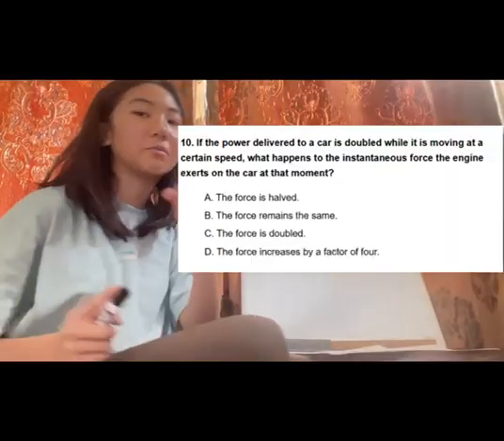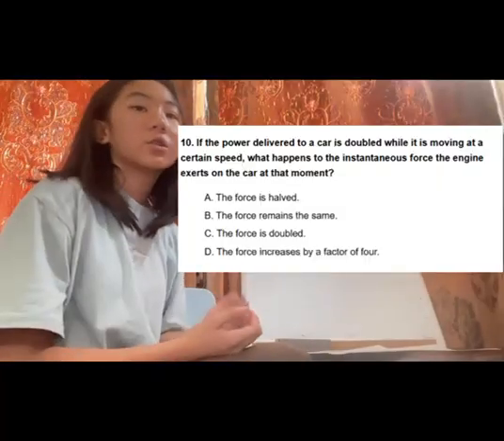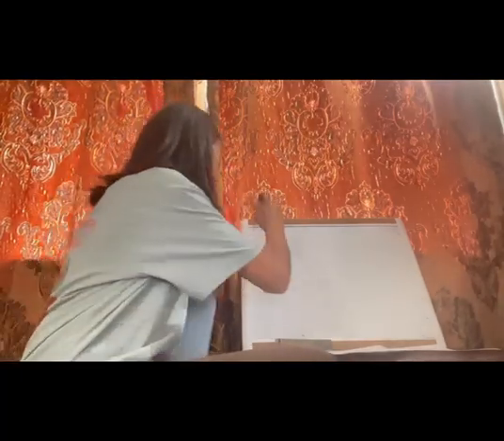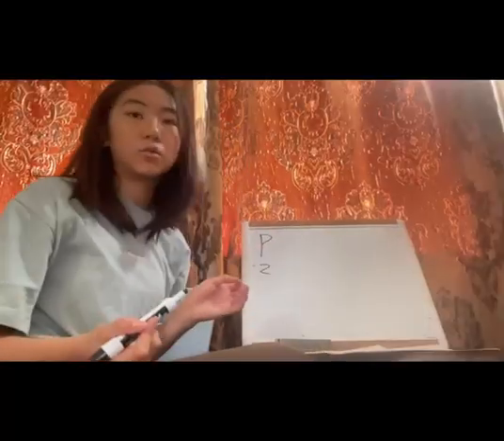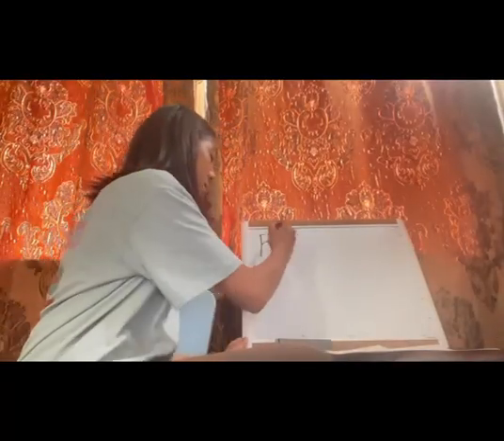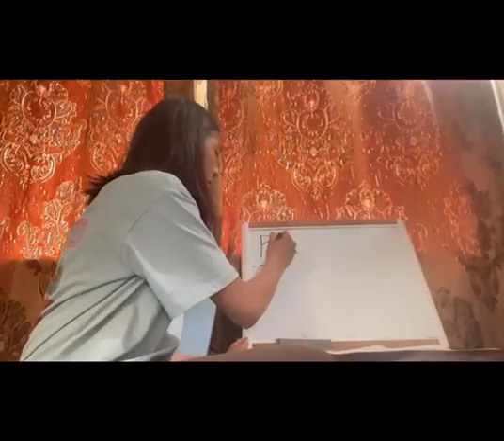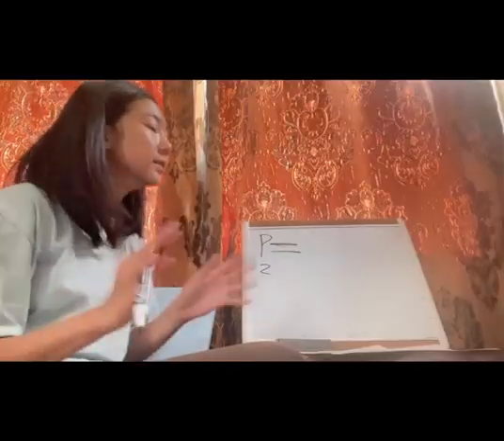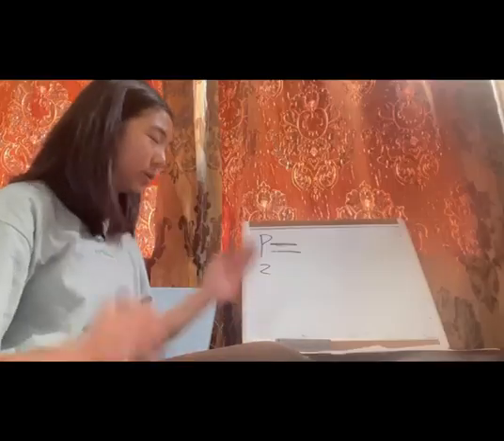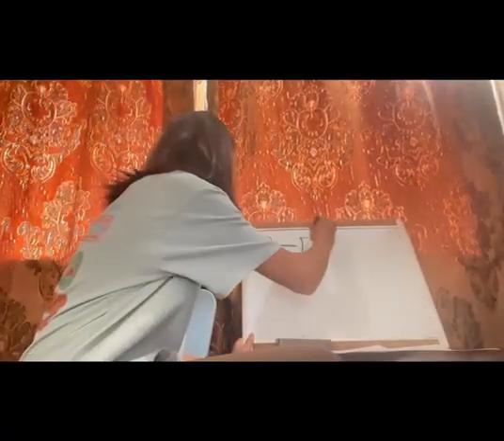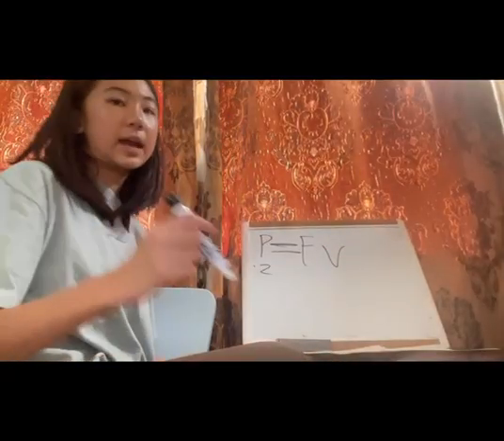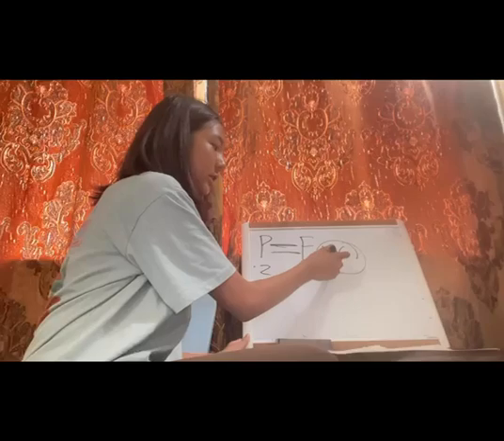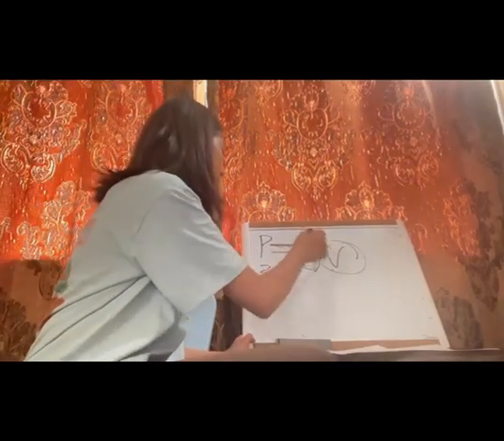Hi, now that you're back, let's talk about it. They ask if the power is doubled while moving at the same speed. So in this problem, it is asking for a certain instant. Since this is happening in a certain quote-unquote instant, we can only use P is equal to FV. And then it asks, when this V stays the same, what happens to the force?